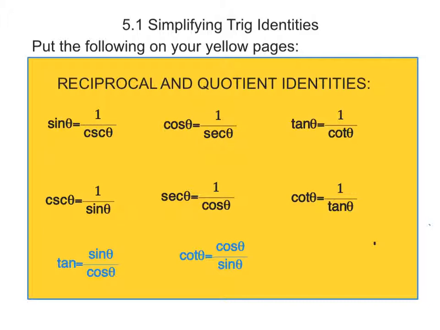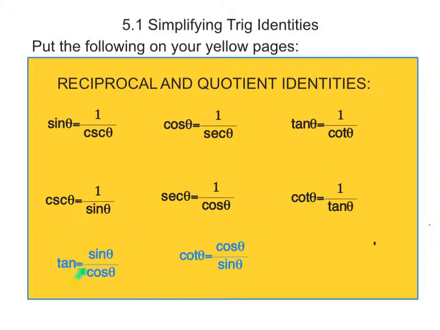So the reciprocal and quotient identities are sine equals 1 over cosecant, cosine equals 1 over secant, those are those ones we just did, and tangent is your 1 over your cotangent. And then you have basically the reciprocal of that. Cosecant is 1 over sine, secant is 1 over cosine, cotangent is 1 over tangent.